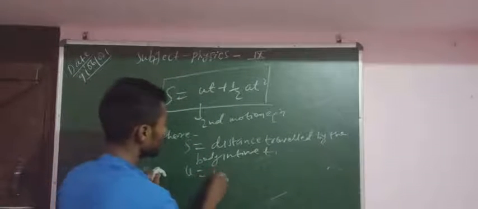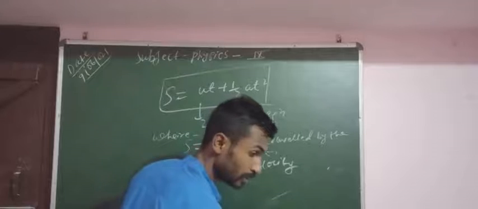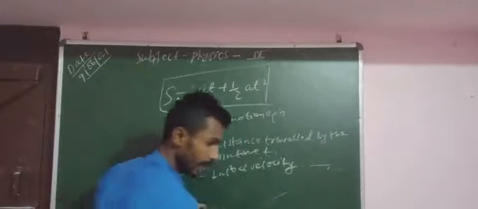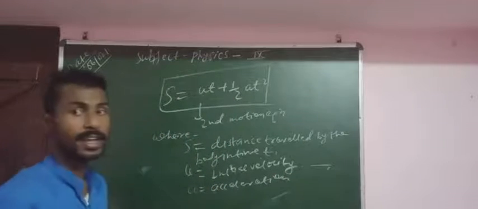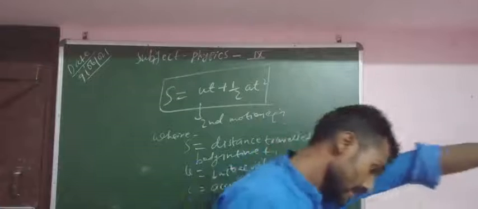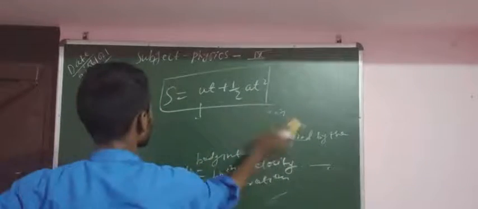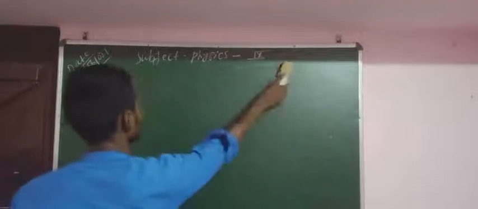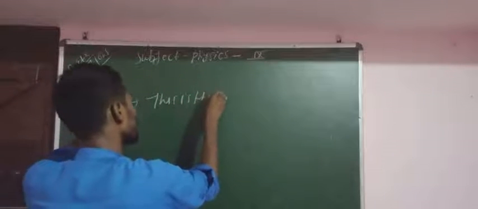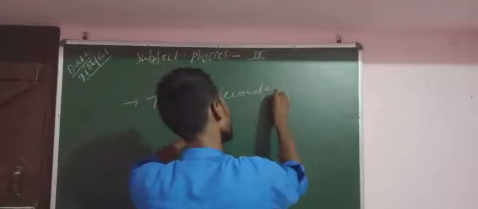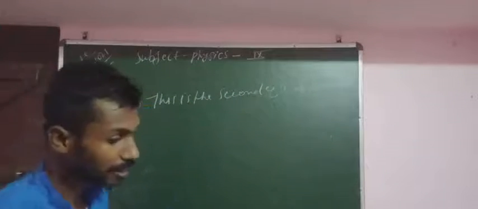u is equal to the initial velocity of the body, and a is equal to acceleration, and t is the time. This is the second equation of motion.